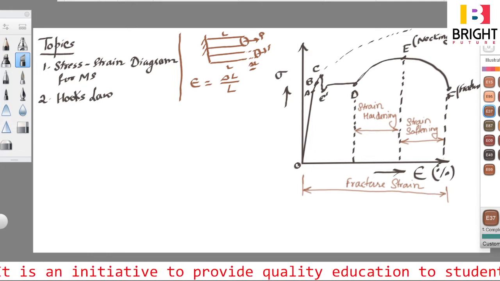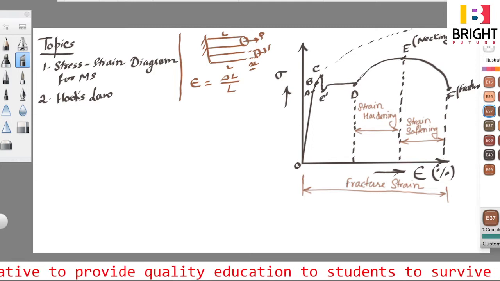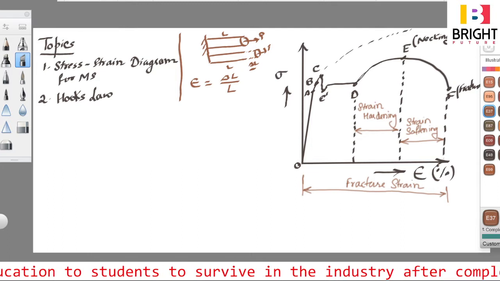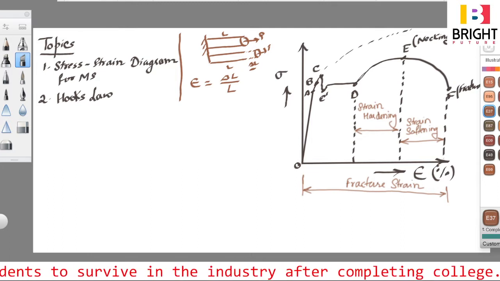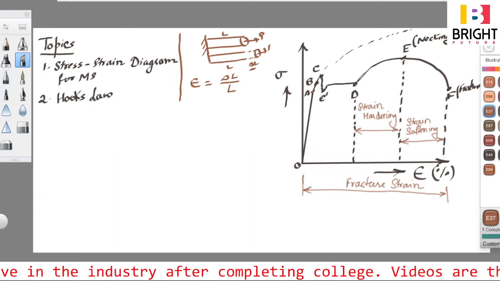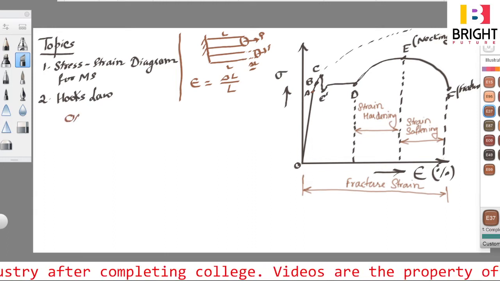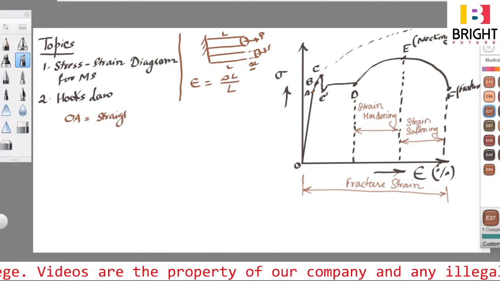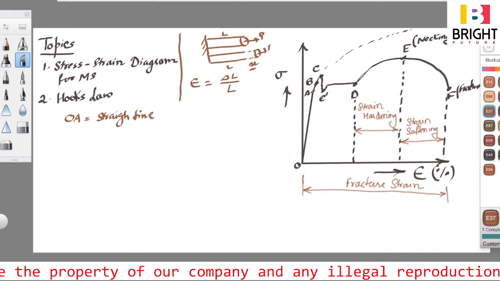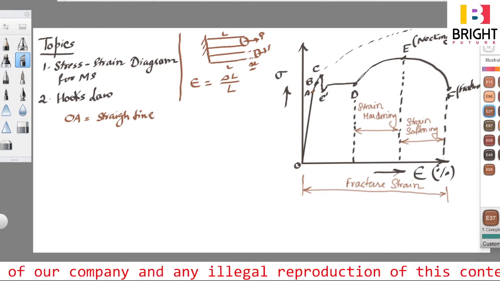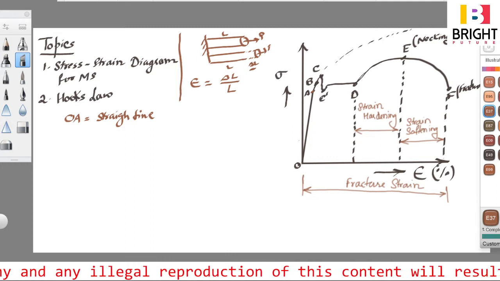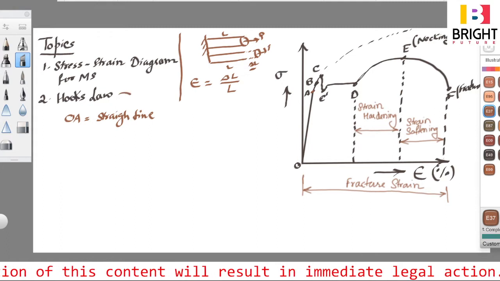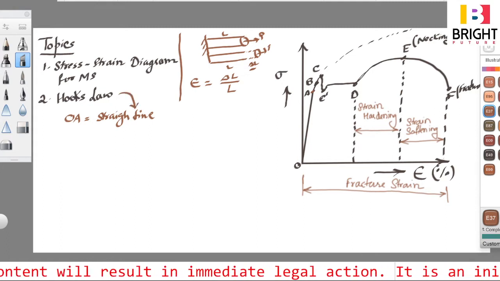Now what are the different points of interest on this stress strain diagram? We will study. First of all, point O to A, we can see up to this point. The OA line is a very straight line. So this straight line is known as the proportional limit. A is known as the proportional limit. Hooke's law is valid within this straight line up to A.